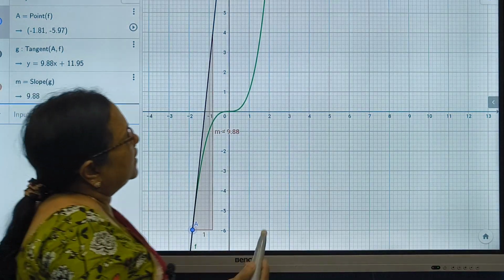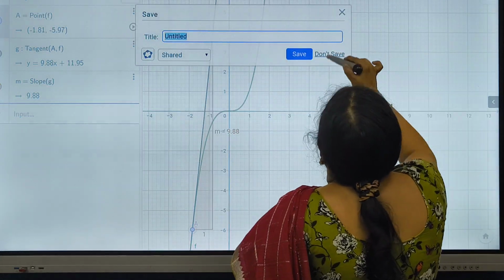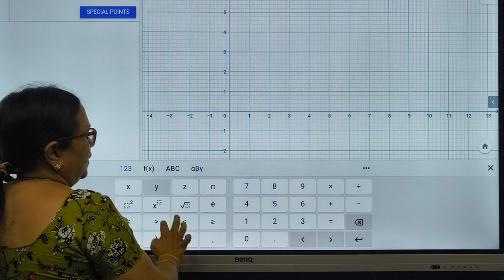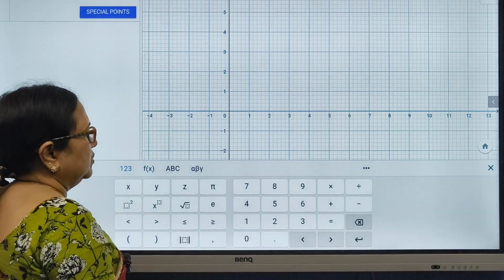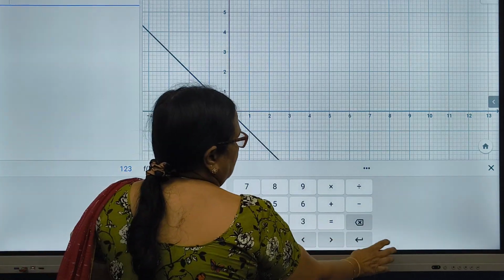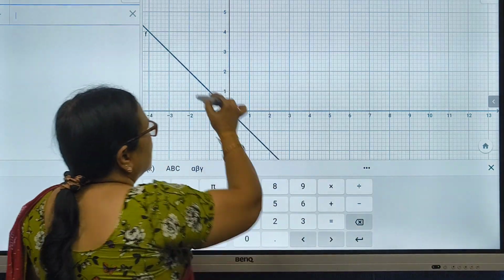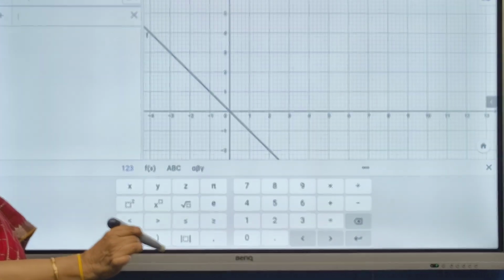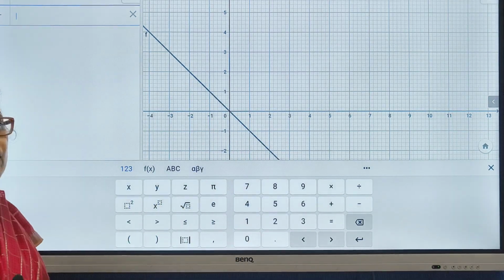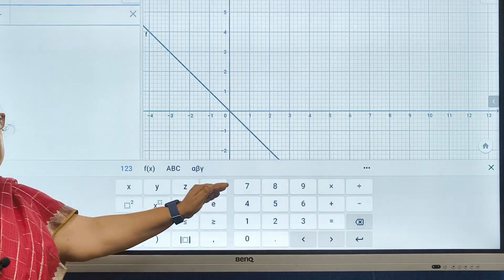Okay. Now let us look at another function. Now I'm going to type y equal to minus x. Now what do you observe? This is an example of a decreasing function because as x increases, y decreases. So this is an example of a decreasing function. Can you see as x increases, how y decreases?